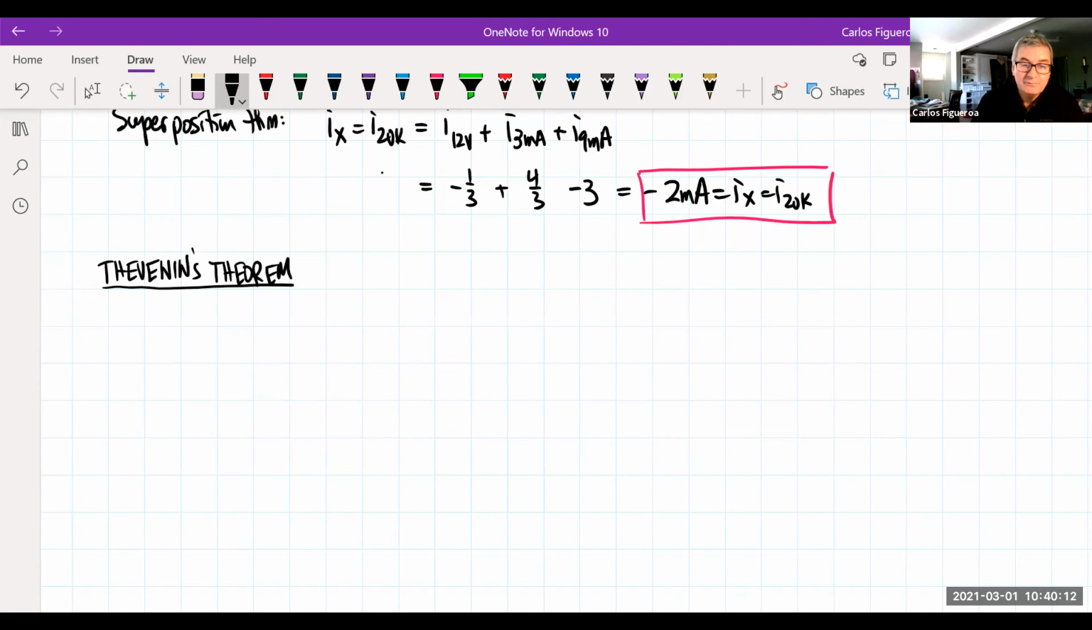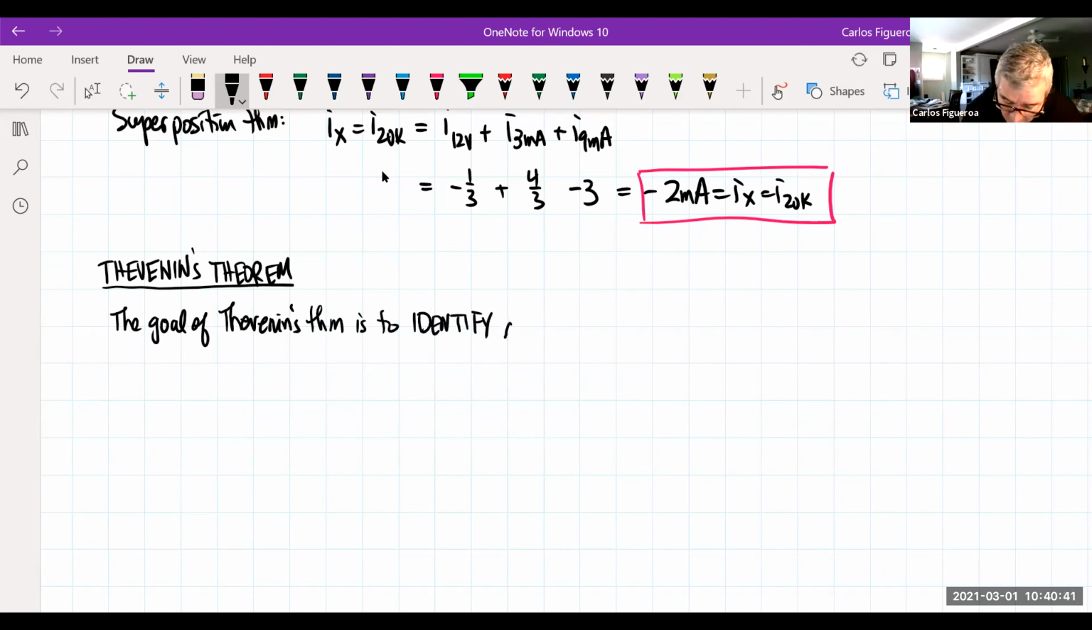So here we go. The goal of Thevenin's theorem is to identify and separate a portion of a complex circuit.